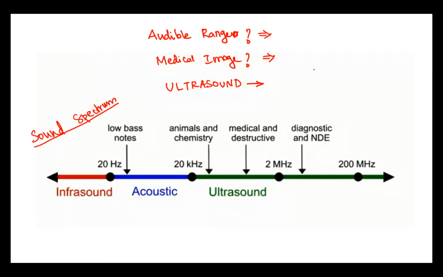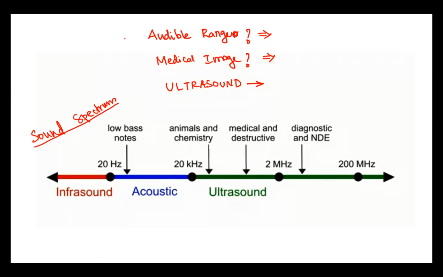So I have 3 questions for the forum. Those who haven't answered in the class, please try it out and give answers. One is, for a healthy human, what will be the audible range? Second, for a medical image, what is the range? Third, for ultrasound, what range of sound do you prefer, higher frequency or lower frequency?